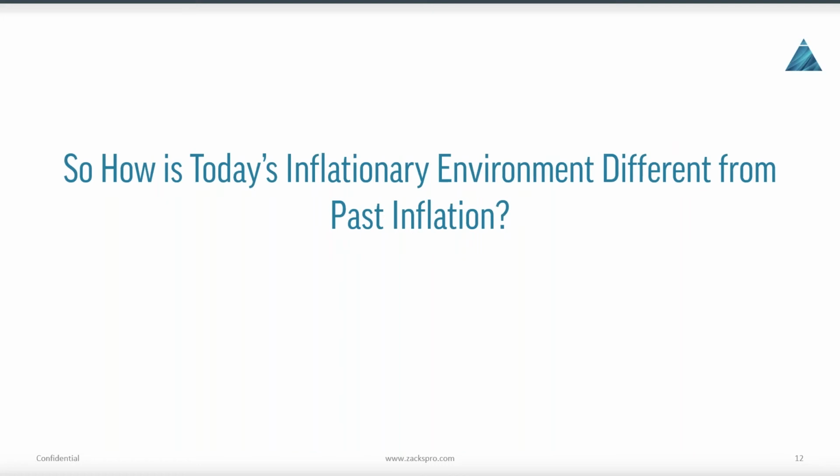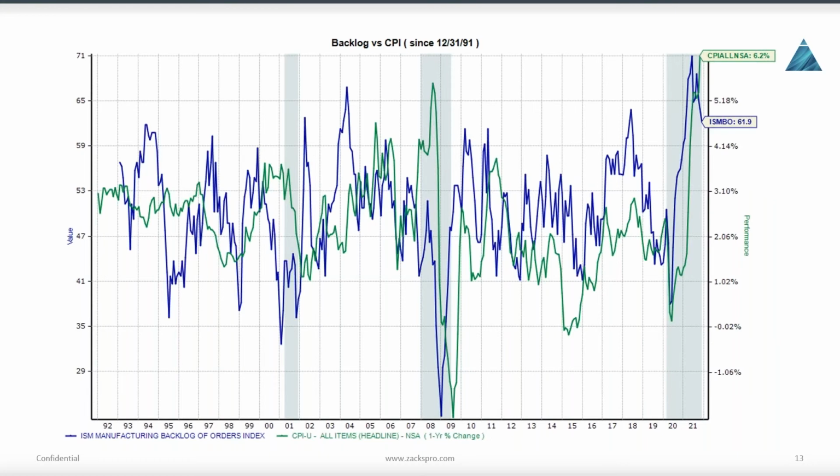So how is today's inflationary environment different? We saw how they're similar, but how are they different from past sources of inflation? Here I have a chart of the ISM manufacturing backlog versus the CPI. And I wish I had greater history than this, but the Institute for Supply Management only started this series in the early 1990s, so we don't have greater history than that.